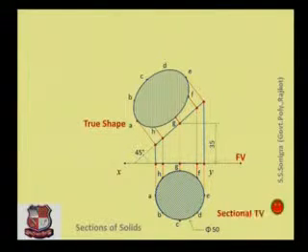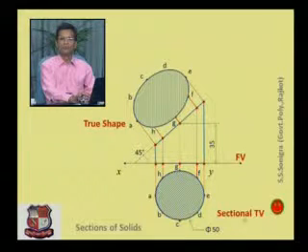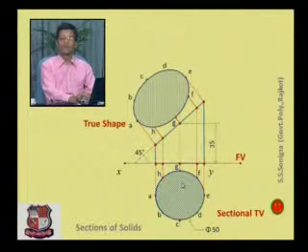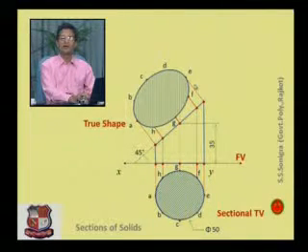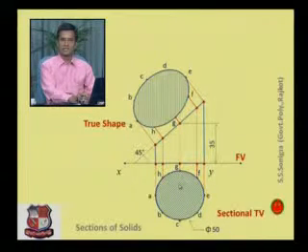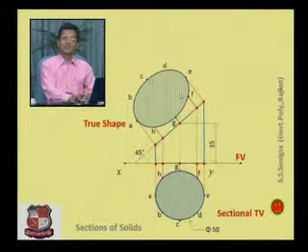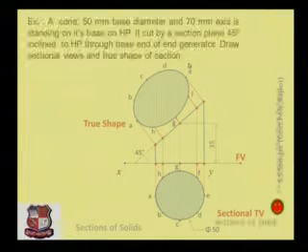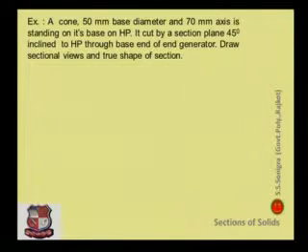Means the angle between this line, the cutting section plane line, and the XY line should be 45 degrees. So in this case it would be either vertical or horizontal. And this is the sectional top view, because in the top view it appears as a circle. If you look from the top, it would appear as a circle. So this is the sectional top view, this is the front view, and this is the true shape of the section. So we have drawn all these 3 views of the given solid. That is, the sectional top view is a circle, the front view is just like this, and the true shape would be an elliptical shape. Now the second problem, that is about a cone.